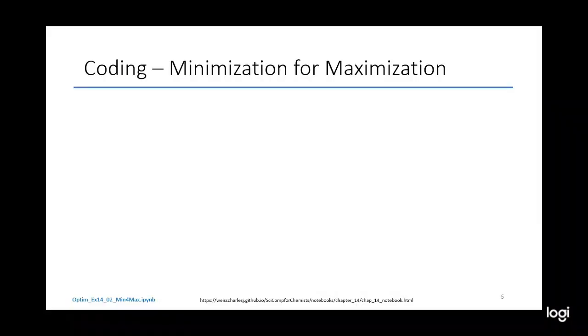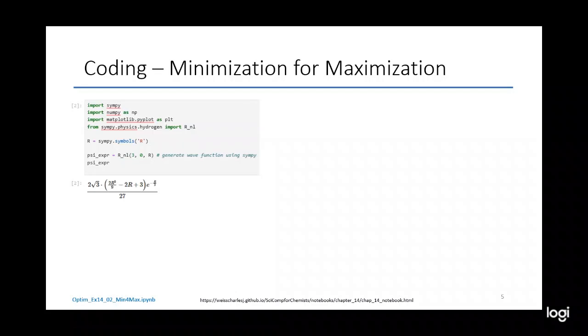Let's dive into another example, this time from quantum physics. Fortunately, in our previous session, we were introduced to SymPy for handling symbolic mathematical expressions. So these lines of code should feel quite familiar. First, we import the necessary modules: SymPy for symbolic expression, NumPy for array operation, matplotlib.pyplot for plotting, and sympy.physics.hydrogen for accessing built-in radial wave functions for hydrogen.